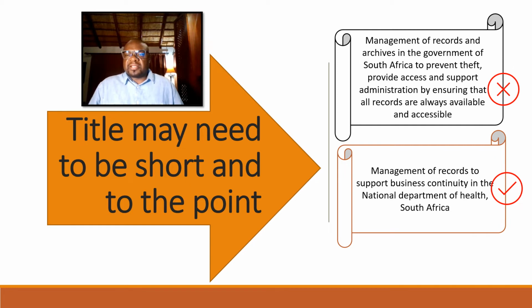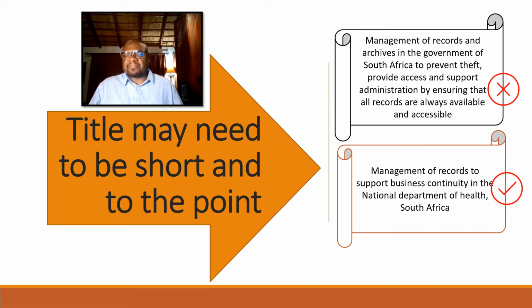So, as a form of assisting you, I can read through and interpret both titles. The first one, which is marked incorrect, reads as follows: Management of records and archives in the government of South Africa to prevent theft, provide access and support administration by ensuring that all records are always available and accessible. You can see this title is a form of explanation, if not a description, or just a statement rather than a title.